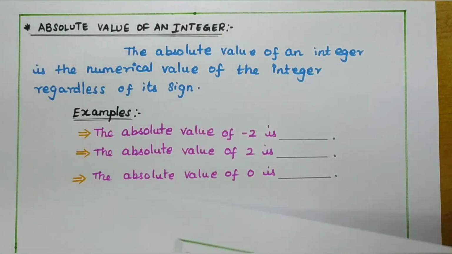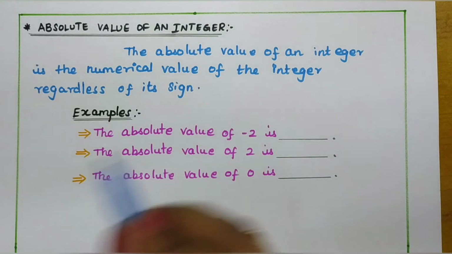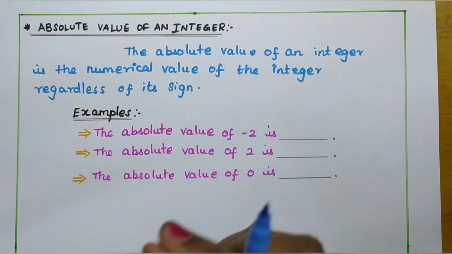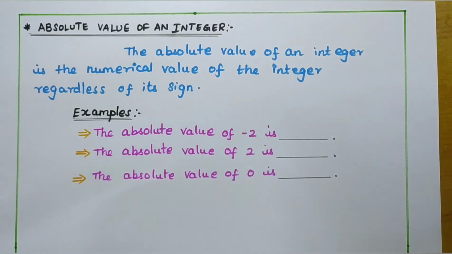Now we will see a new concept of integers called absolute value. What is absolute value? The absolute value of an integer is the numerical value of the integer regardless of its sign. Very simple, we do not worry about the sign. The absolute value gives only the number value, not the sign. For example, the absolute value of minus 2 is only 2.